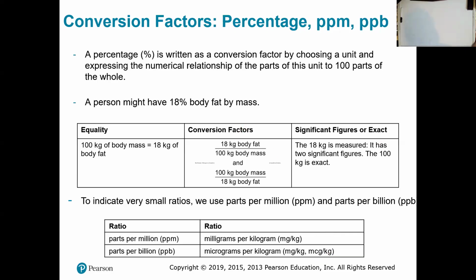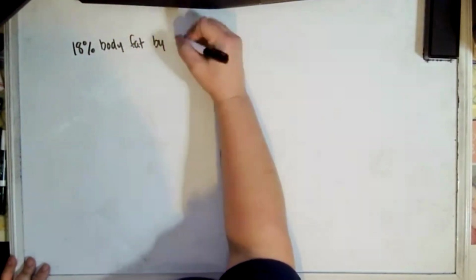Let's just look at the ways that we can write that out though. So let's say that we have 18% body fat by mass.